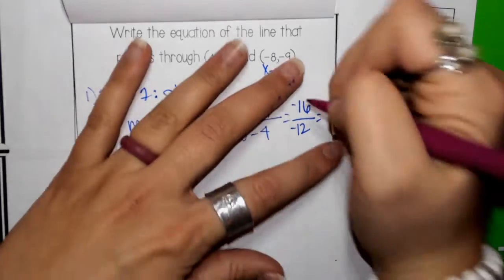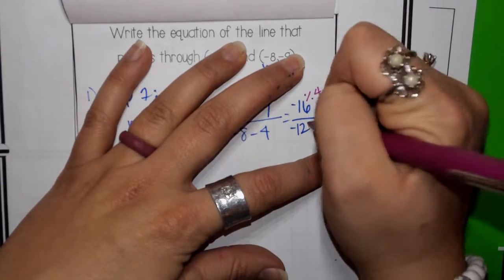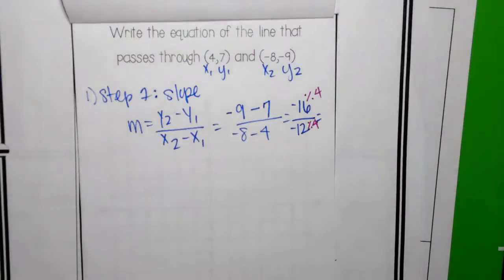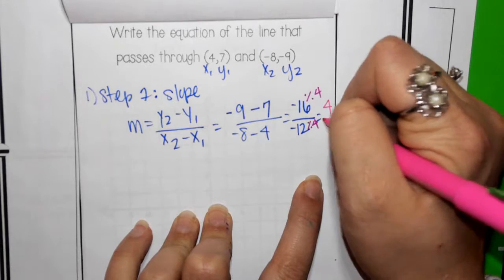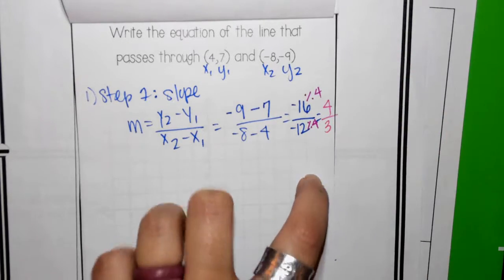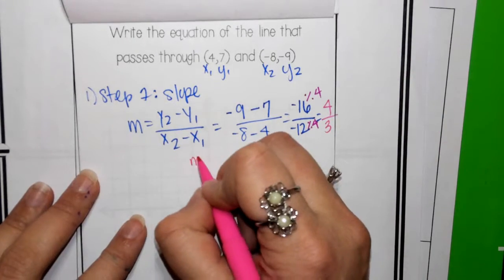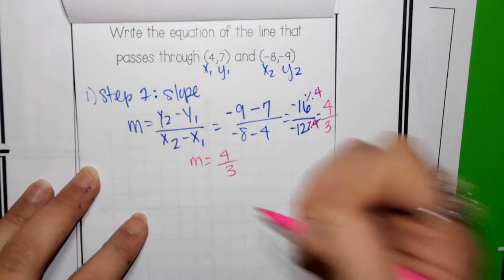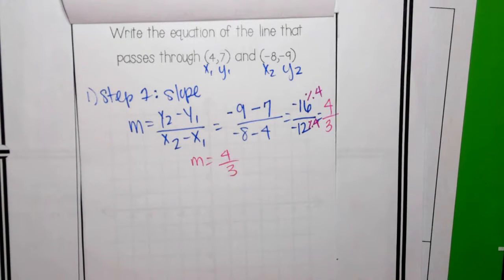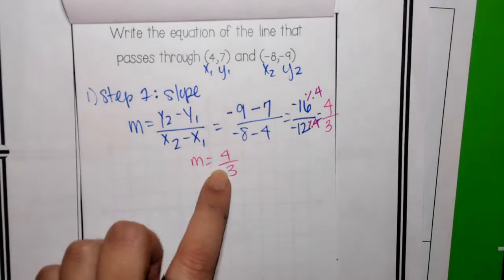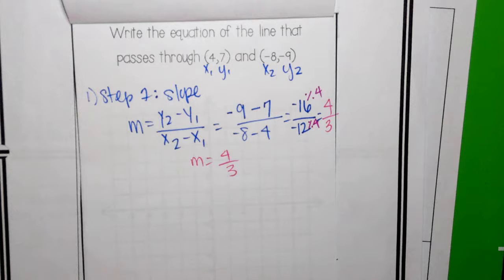So what number goes into both 16 and 12? 4. All right, so let's write divided by 4 right here and right here. Now, what is 16 divided by 4? 4. What is 12 divided by 4? 3. So our slope is 4 thirds. It would just be 4 thirds, because 2 negatives make a positive. So when you do a negative divided by a negative, that turns it into a positive fraction. I know, it's chaos.